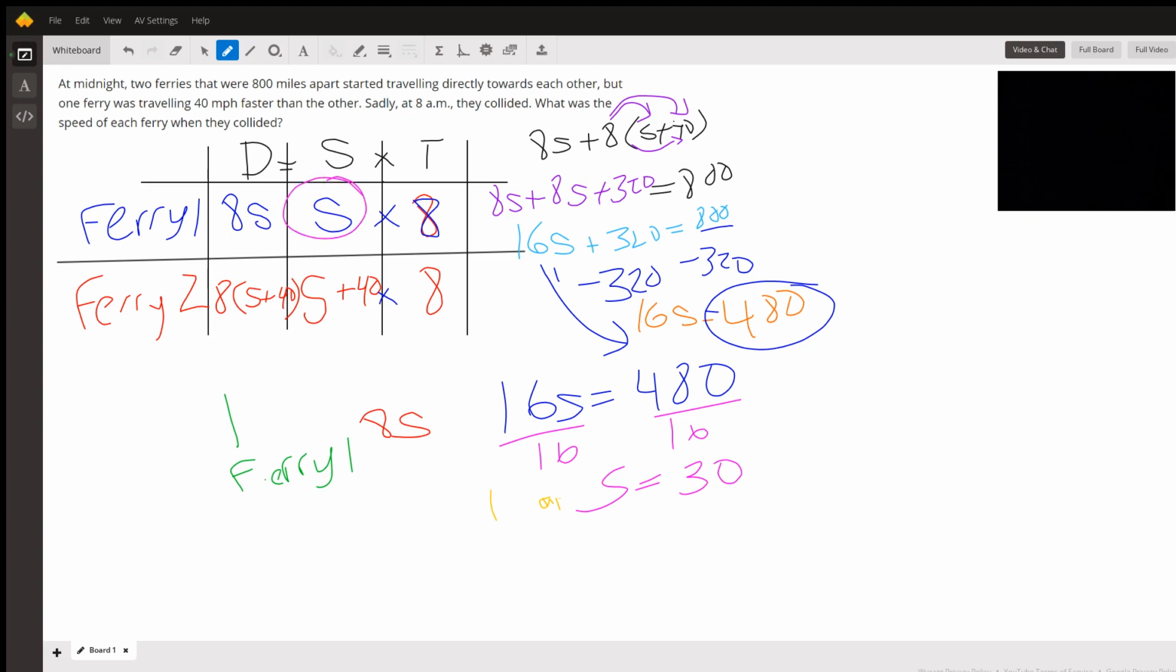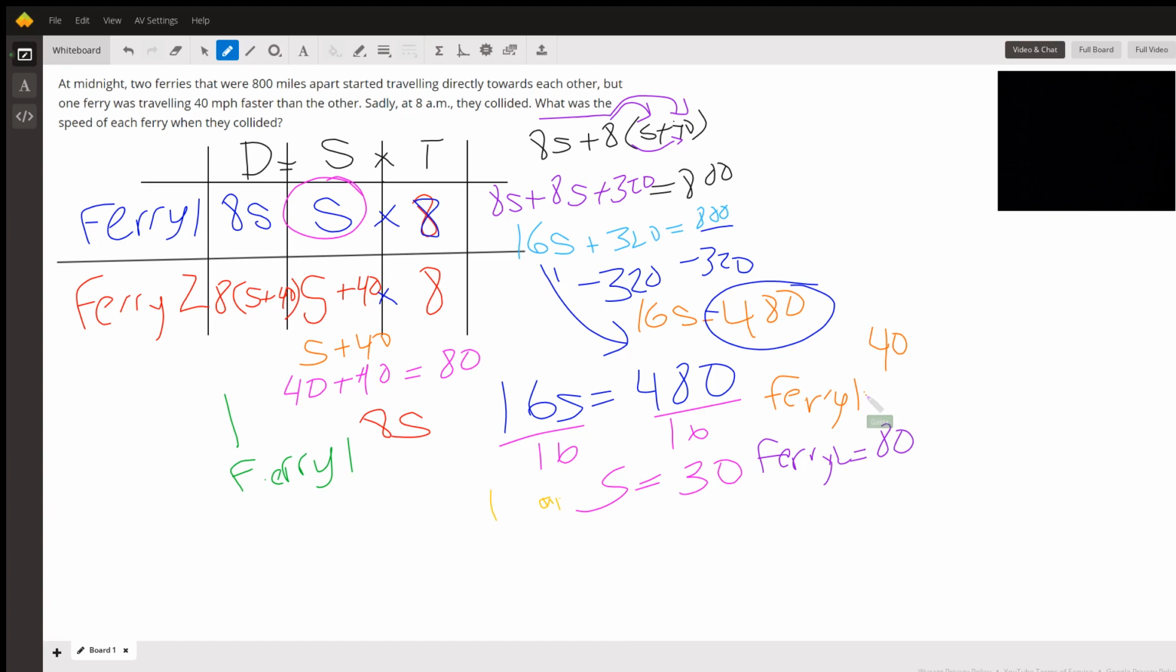So that means ferry 1 was going 30 miles per hour. Ferry 2 is going S plus 40, which we know S is 30, so 30 plus 40, which is 70. So ferry 2 was going 70 miles per hour. So that would be ferry 2 equals 70 miles per hour.